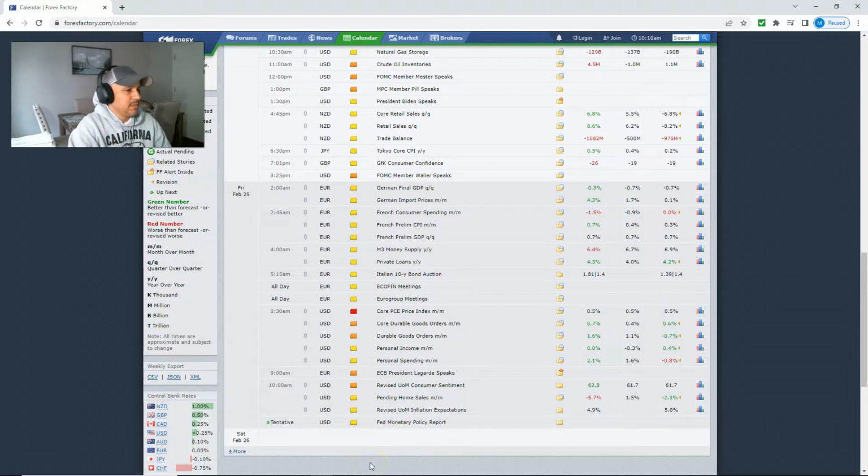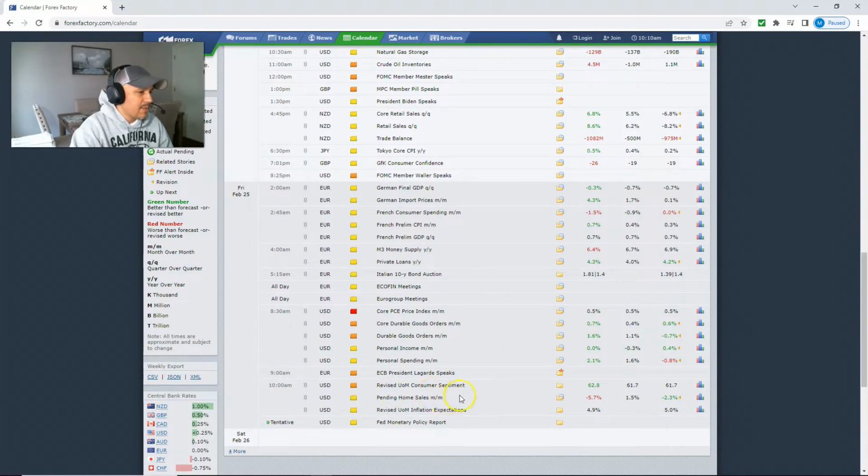You had the pending home sales and the revised UOM inflation expectations. Anything flagged in orange and red, you want to be focused around and stay on the sidelines of the market. Some of the core numbers were good here, personal income, things like that. These numbers came in positive, so that's good.